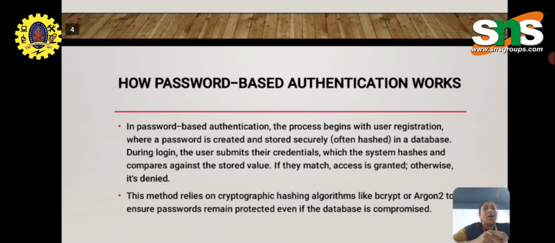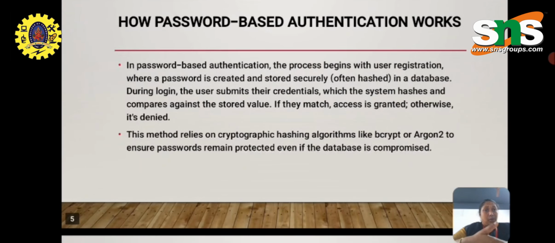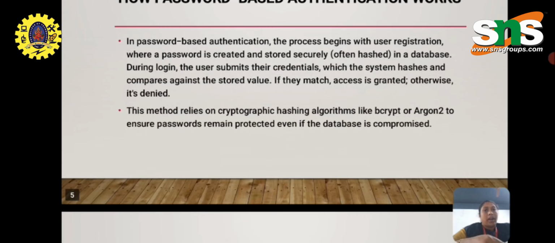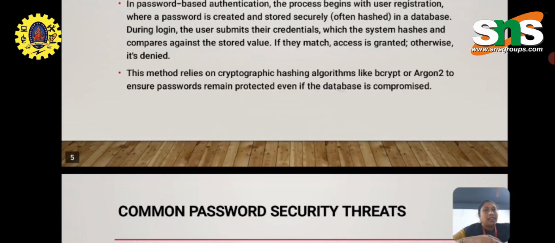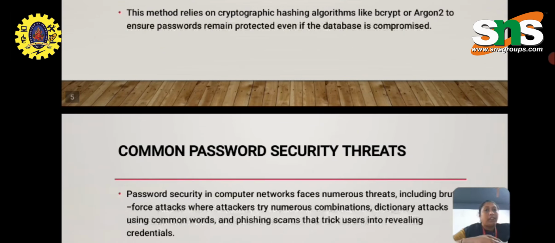Here is how password-based authentication works. The process begins with user registration, where a password is created and stored securely in a database. During login, the user submits their credentials, like the username and password, which the system hashes and compares against the stored value. If they match, access is granted; otherwise, it is denied. This method relies on cryptographic hashing algorithms like bcrypt or Argon2 to ensure passwords remain protected even if the database is compromised.